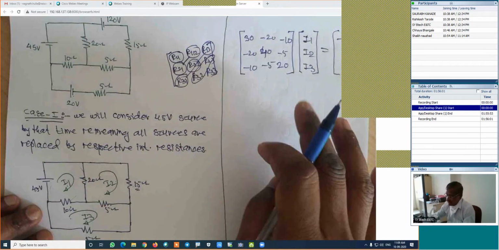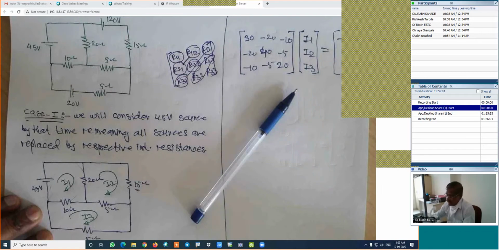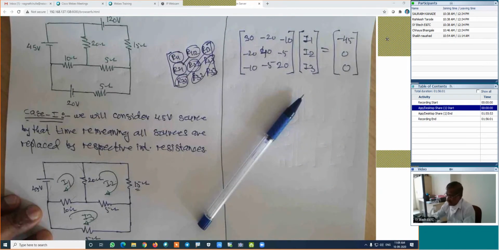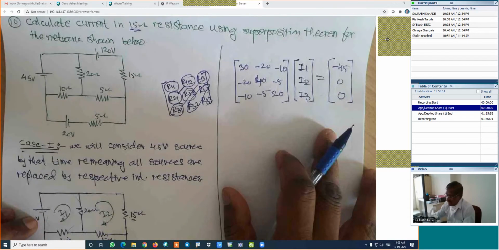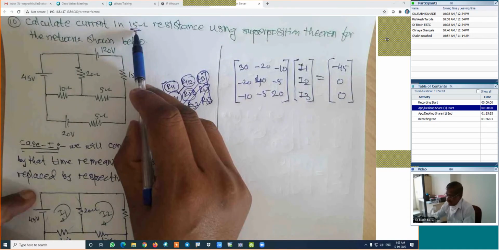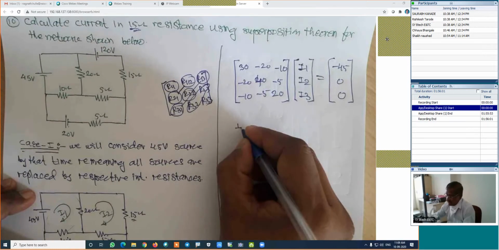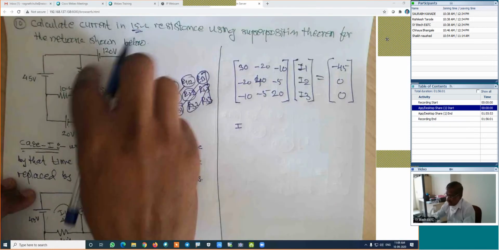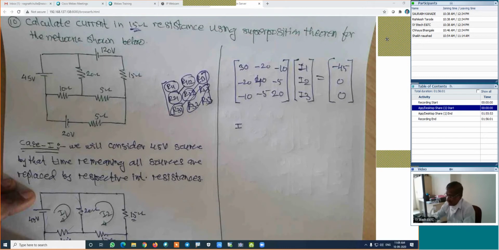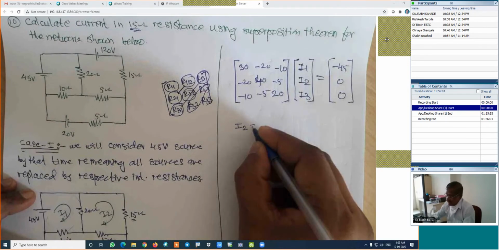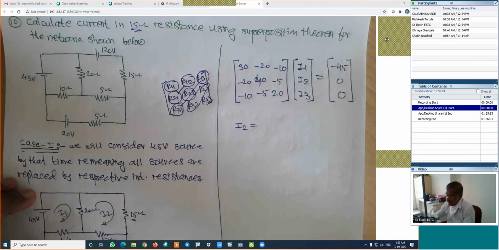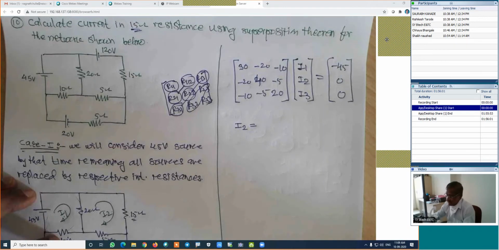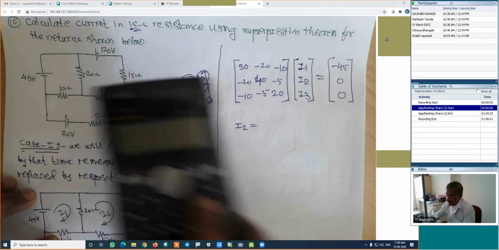Now here, in this case, in what value are we interested? What is the problem? The problem is to calculate the current in 15 ohm. Means here we are interested in the current in 15 ohm, the current which we named I2 in case 1. Means we are interested in I2 only. Now enter these values in the calculator and find out the value of the current I2, which is for case 1. I will use the calculator.